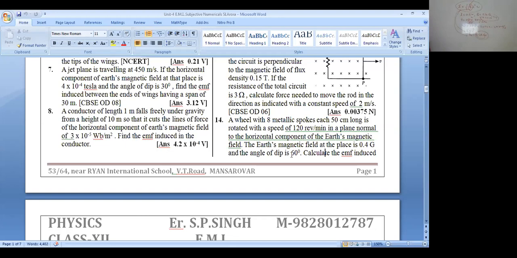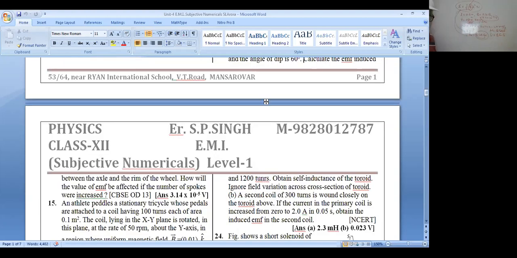Got this point? The angle of dip is given, so we can find out the value of the vertical component and the horizontal component. The horizontal component is B cos delta, and the vertical component is B sin delta. You have to take care of this value. Since the angle of dip is given, B can be converted to horizontal and vertical components.